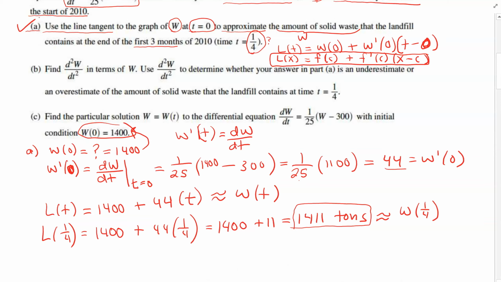Okay, so now we move to Part B. Part B, I believe we did before. I can't remember when, but when we were learning about proving whether something is an overestimate versus an underestimate. This goes back to, I believe, Chapter 3 again. Finding linearizations. Okay, so they want us to first find the second derivative of W and then use it to prove whether or not the estimate we just found, the 1,411 tons, is an over or underestimate of the true amount of waste at time 1/4.